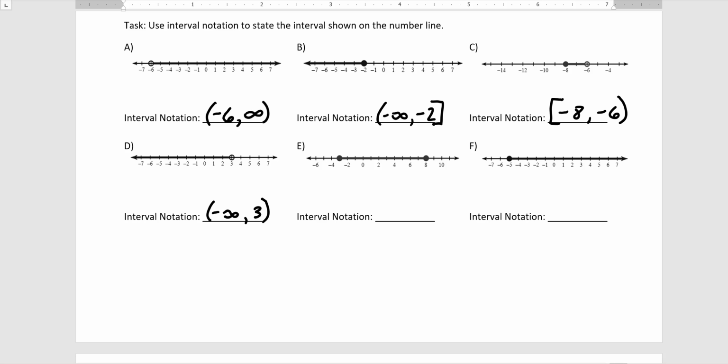Looking at letter E, this value looks to be negative 3, and the highest value looks to be 8. We got closed circles on both. Closed circle communicates directly to that hard bracket. So there we go. Looking at letter F, we have negative 5 as our lowest value. So we'll have negative 5 there. And then that'll go all the way to positive infinity. Negative 5, got a closed circle on that, so that'll be a hard bracket. Infinity there, we got the soft bracket, of course, for infinity. Infinity will always have a soft bracket, remember.